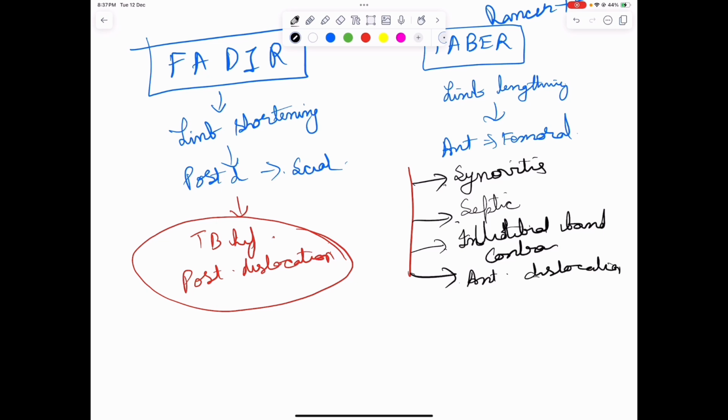So remember, TB is eating up the bone. You can remember TB eats the bone. Now when TB eats the bone, it is limb shortening, and that will manifest in the form of FADIR. Whereas in the rest of these, there would be limb lengthening.